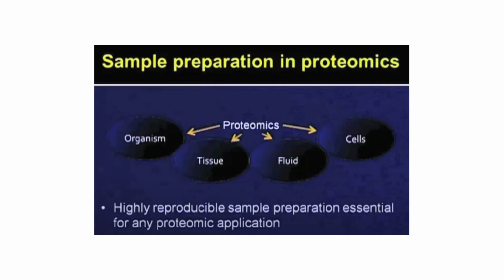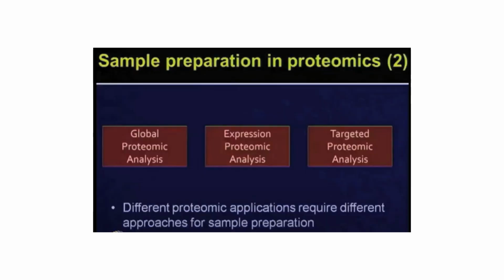So the sample source can be anything. It can be the entire organism, just a cell, a fluid from an organism, or tissue from that organism. So make sure that the collection of the source is highly reproducible so that whenever you are doing any analysis, you can reproduce it. Different proteomic applications require different approaches for sample preparation, as I mentioned earlier. Depending upon your aim, if you want to study the protein as a whole, everything that might be present in your sample, that's called global proteomic analysis.